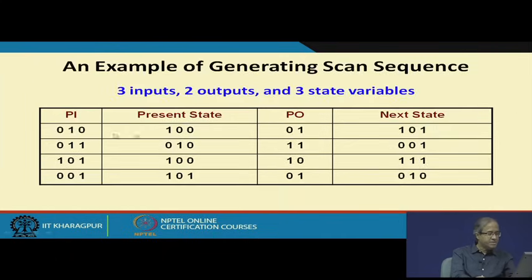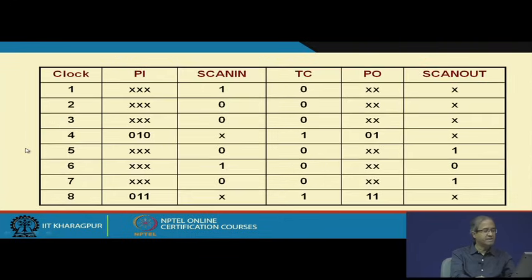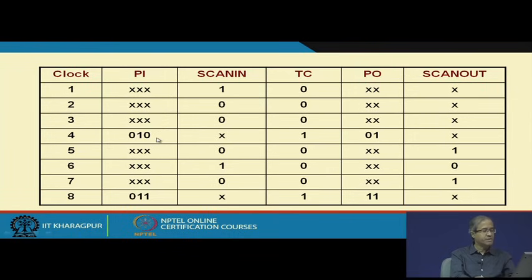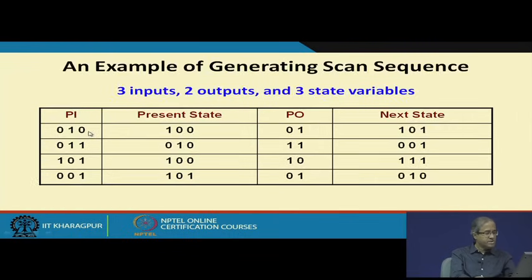You see, for the first pattern the present state is 1 0 0. So, let us first shift this serially. For this we are setting TC to 0, we are shifting through scan in 1 0 0. During this time primary inputs are do not care, and PO and scan out we do not know, this can be anything. After this I set TC to 1 and I apply the corresponding PI 0 1 0. So, when I apply 0 1 0, the expected primary output 0 1 will appear after some delay.